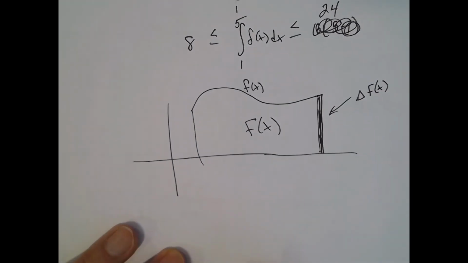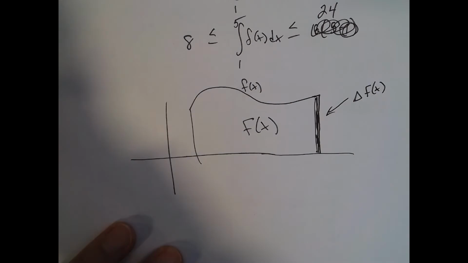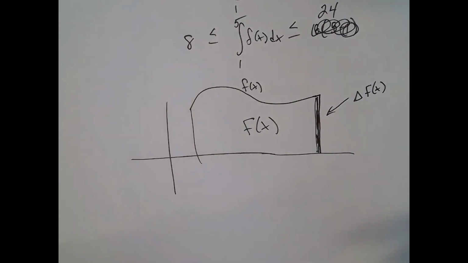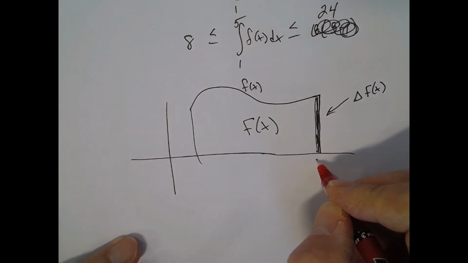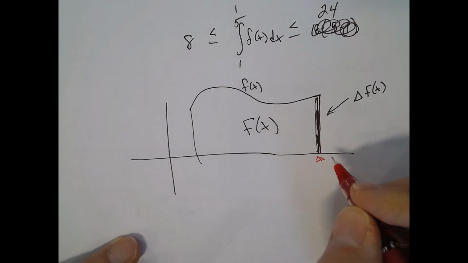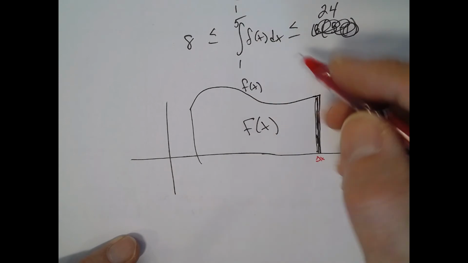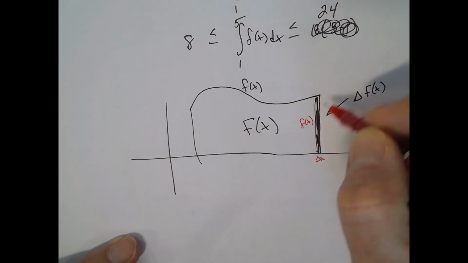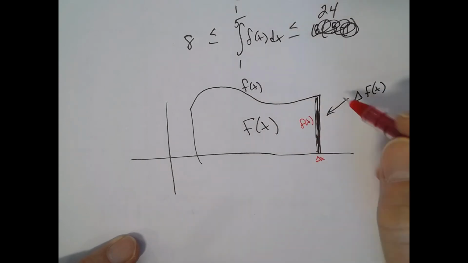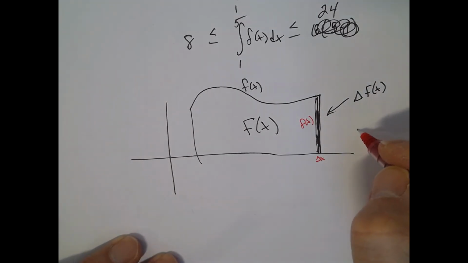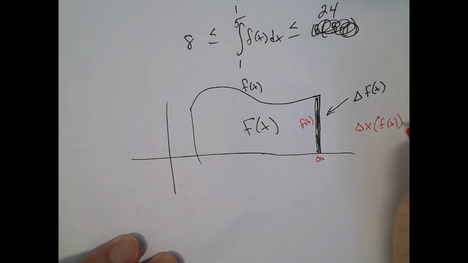Well, how do I find the dimensions of that delta capital F of x? Well, the bottom is just your change in x. That's how wide the rectangle is. And your height is f of x. So base times height. So then we can say that base times height, f of x times delta x, is equal to delta capital F of x.